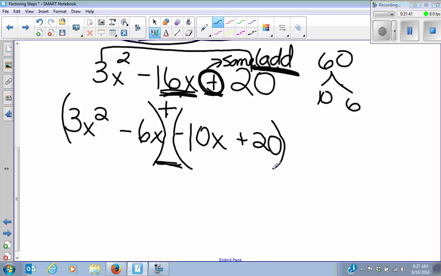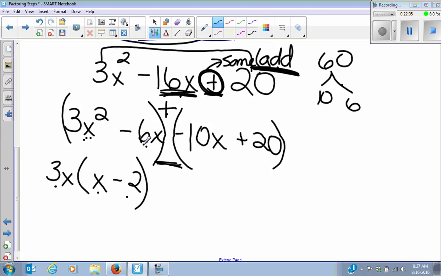Now what do I do? For the first one, factor out 3 into this. Perfect. Find a GCF between this one and this one, which is 3x. What am I left with? X minus 2, because 3x times x gets me to that, and 3x times negative 2 gets me to that.